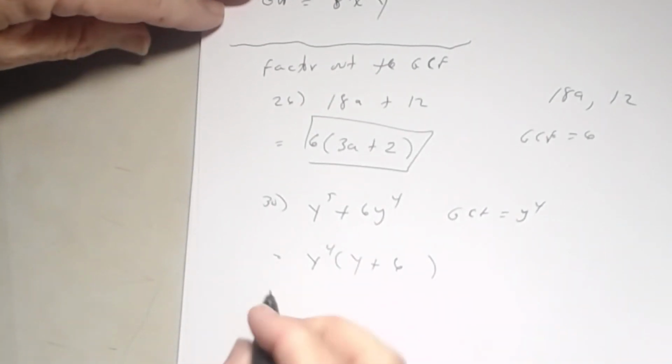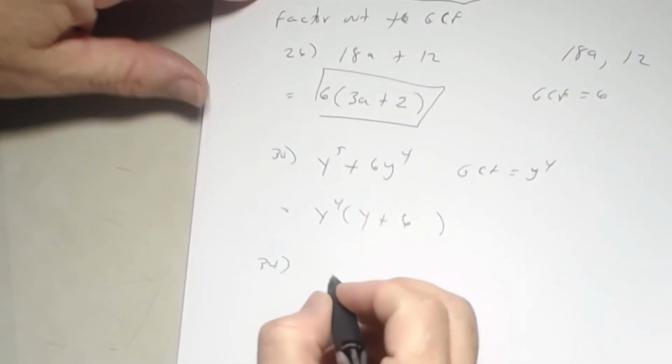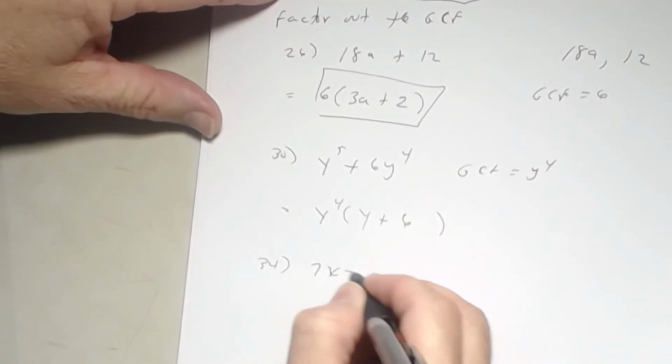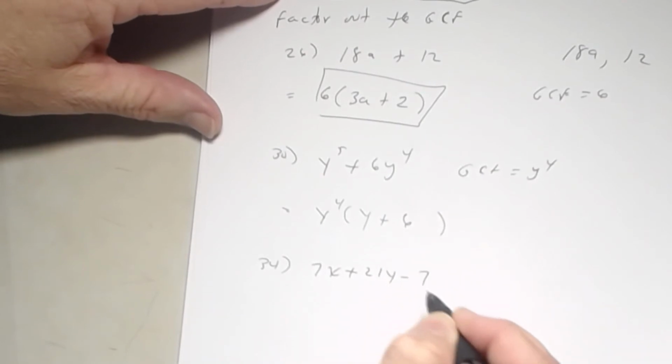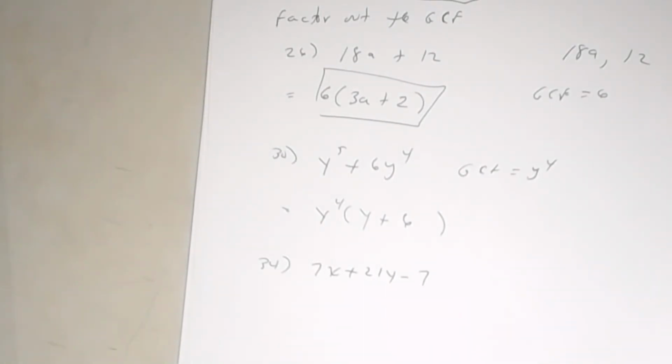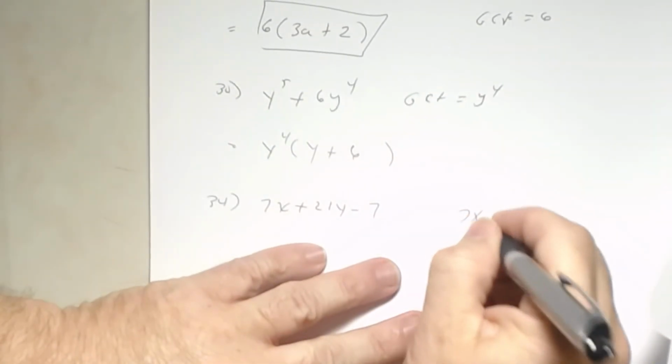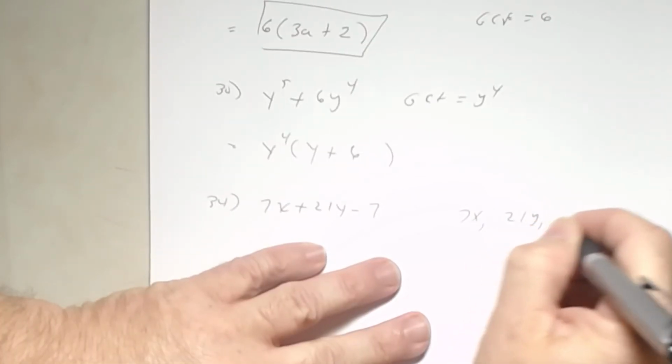34. You have 7x plus 21y minus 7. How many terms do you see? 3. All right. Now, if you want to put them in commas like we did the previous problems, you could do this. My terms are 7x, comma, 21y, comma, negative 7.